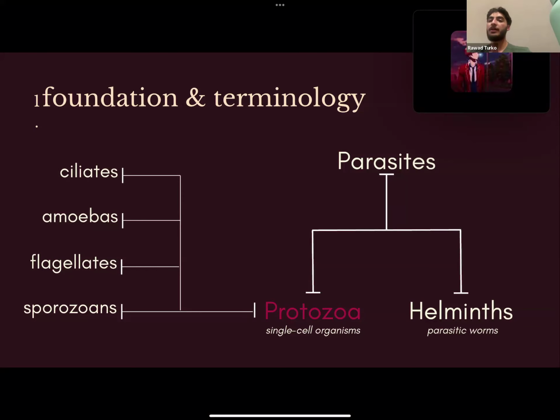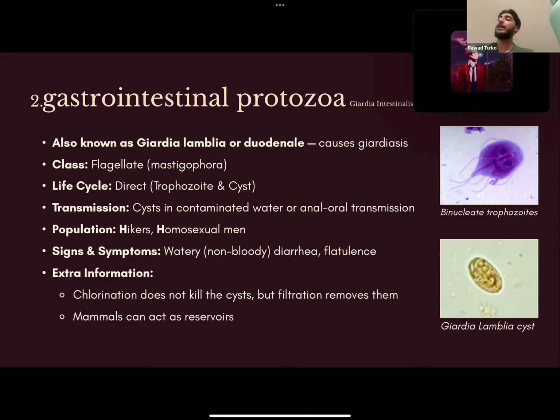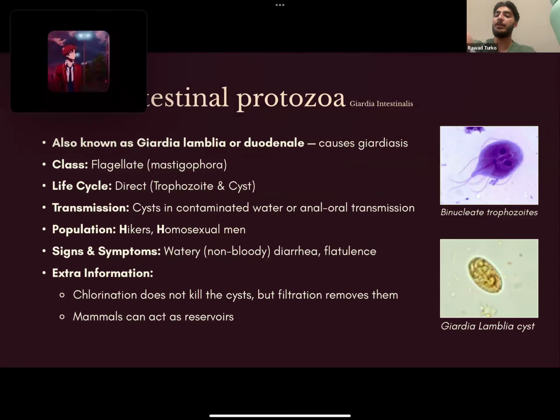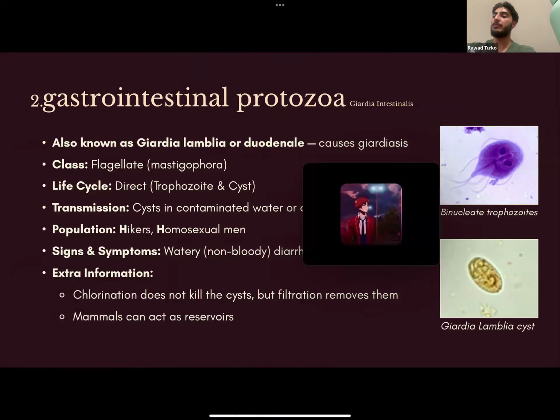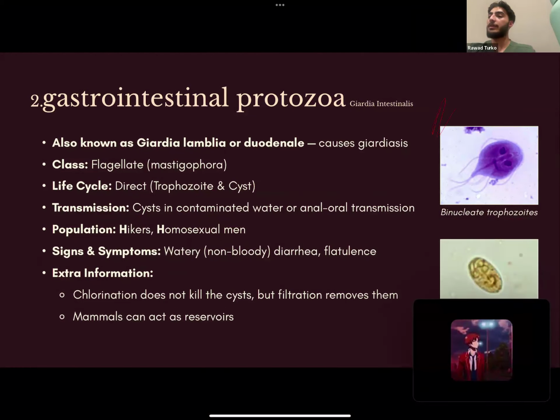Okay, let's get started. So again, these are the same slides. Let's get into the protozoa. We have first the GI protozoa. By the way, guys, I want you to keep an eye on something. I want you to always look at this right here on my slides. That's where I'll have the protozoa name written down.